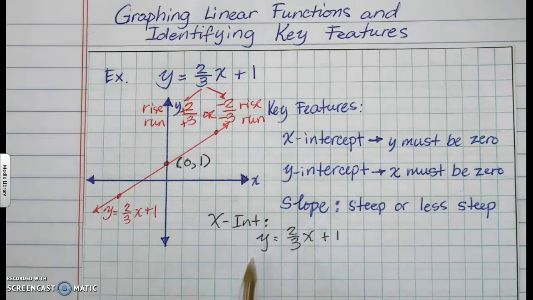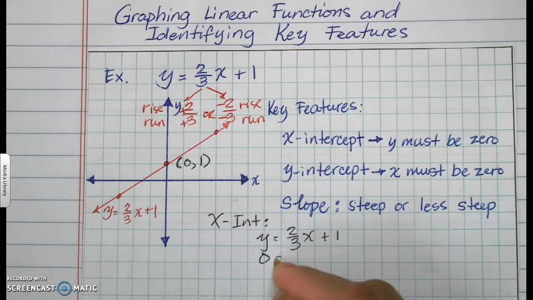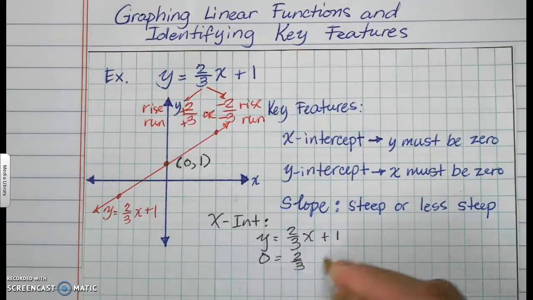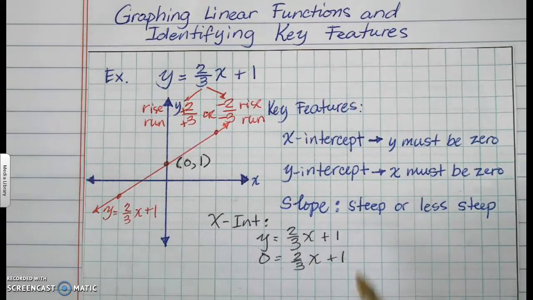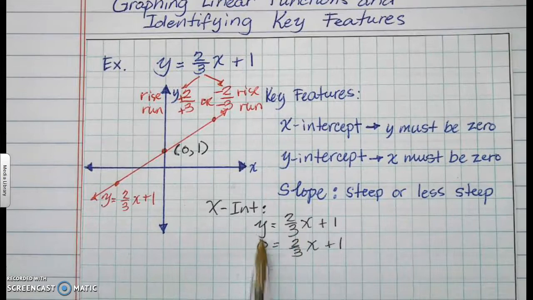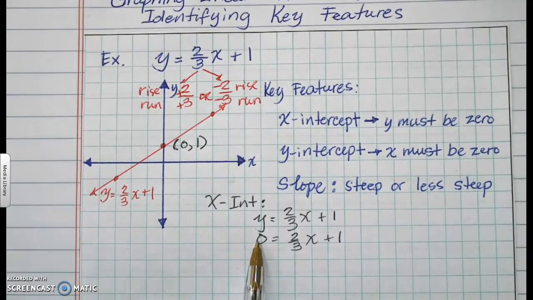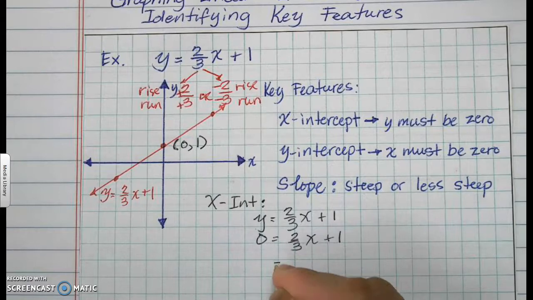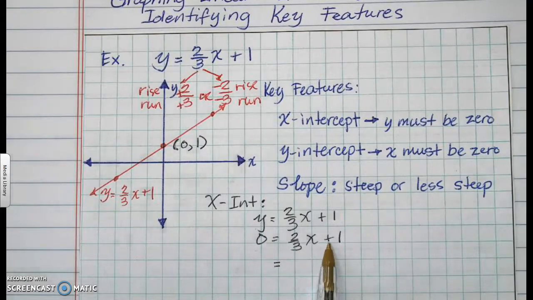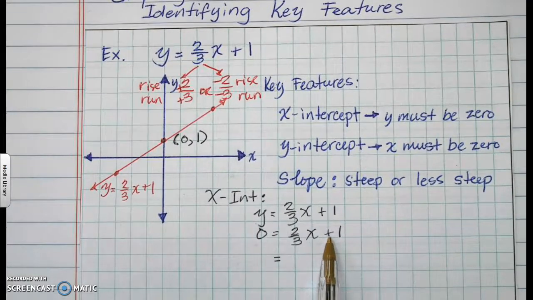And you're going to set it to 0. So 0 equals 2/3 x plus 1. And again, y is 0 on the x-intercept. That's the reason why you're setting it to 0. So how to do this is you're going to remove the positive 1, and that can be done by the 0 pair, which is a negative 1.